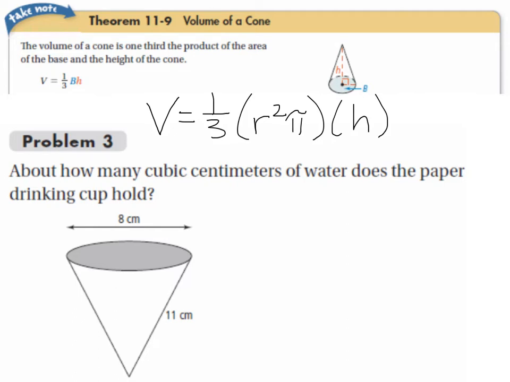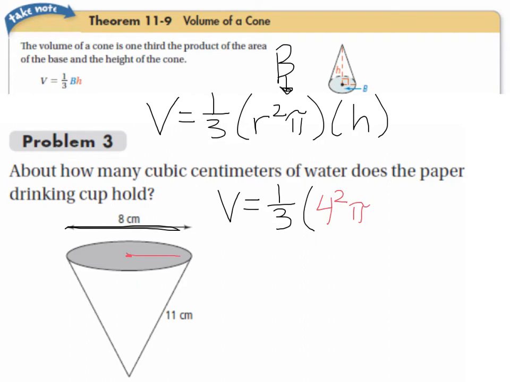Because this is going to be your big B. So if you do not remember that off the top of your head, you should write this part down, not big B. So in my next problem, I have my volume equal to 1/3 times radius squared. Now this is my diameter. Diameter is the whole length across. So half of that is going to give me 4. So it'd be 4 squared pi. That's this length right here, 4. And then I also have to multiply that by my height.